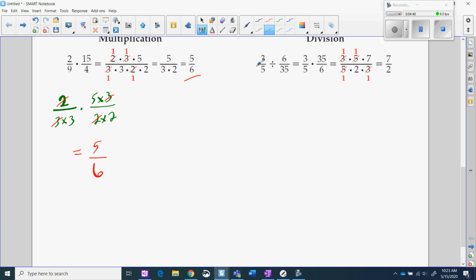So if I was doing a division, I would start out by saying 3/5. Always change divide to multiplication. Take the reciprocal.